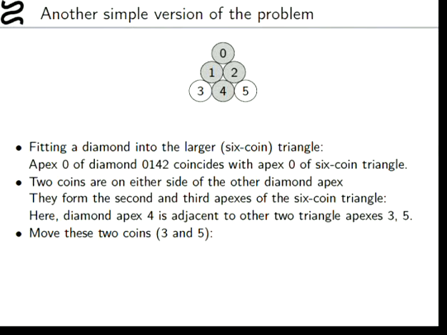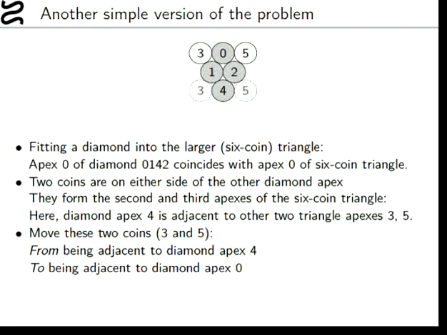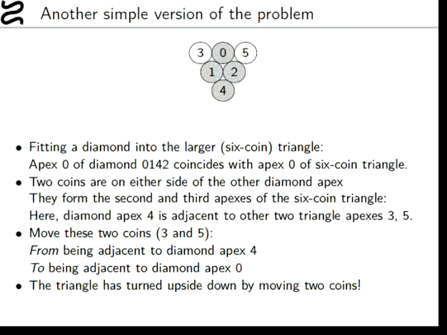Move the 2 coins that are adjacent to the second diamond apex, so that they are adjacent to the first diamond apex. The triangle has turned upside down by moving 2 coins. This is a solution.